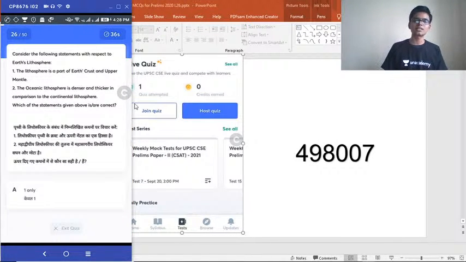26th question. Consider the following statements with respect to Earth's lithosphere. 1. The lithosphere is a part of Earth's crust and upper mantle. 2. The oceanic lithosphere is denser and thicker in comparison to the continental lithosphere. Choose the correct answer. Very simple question.